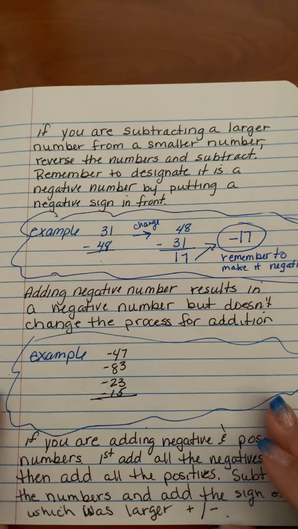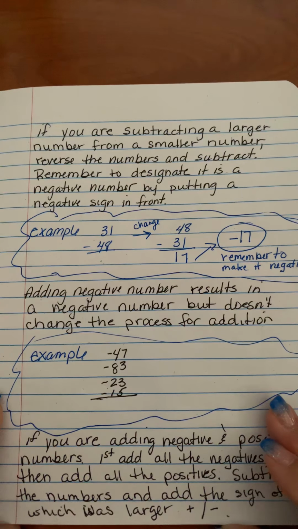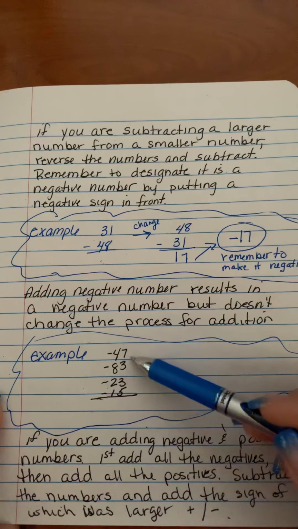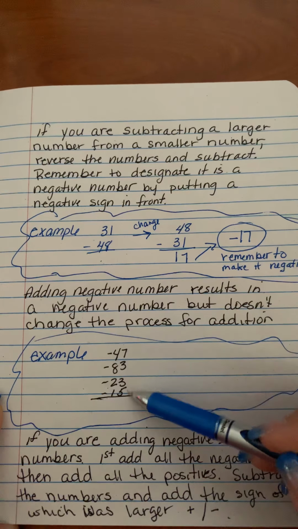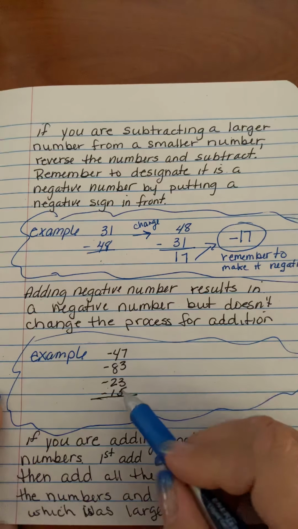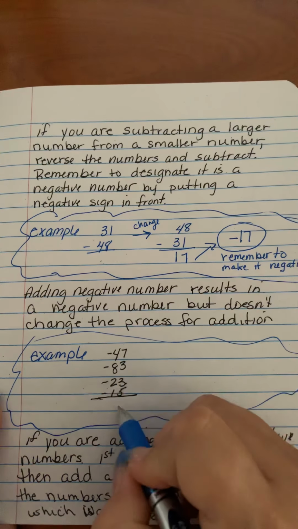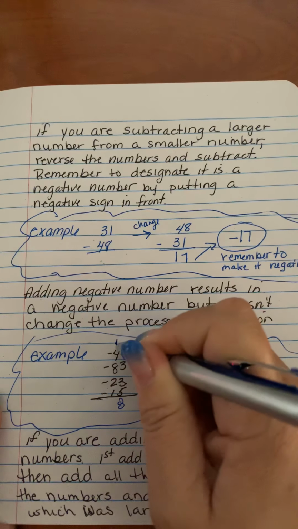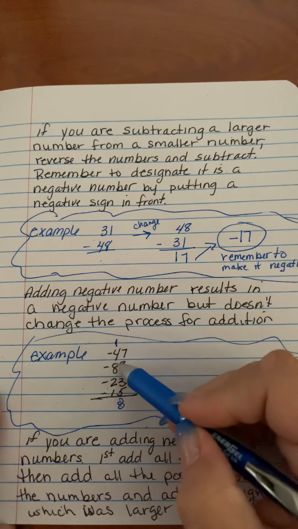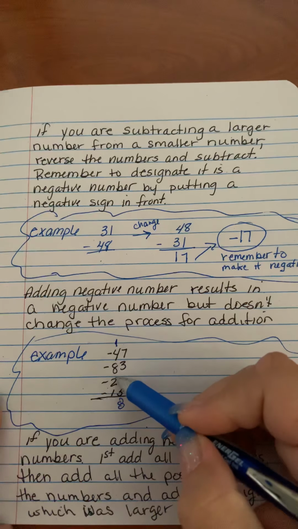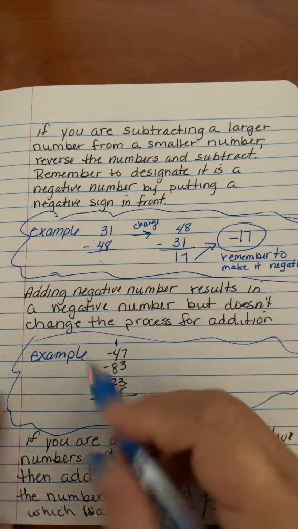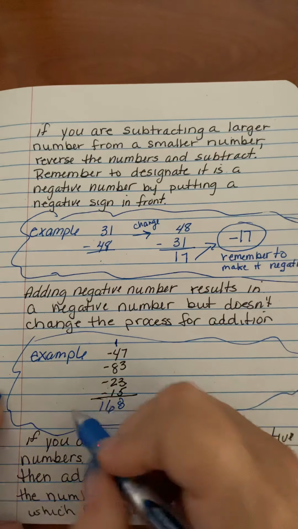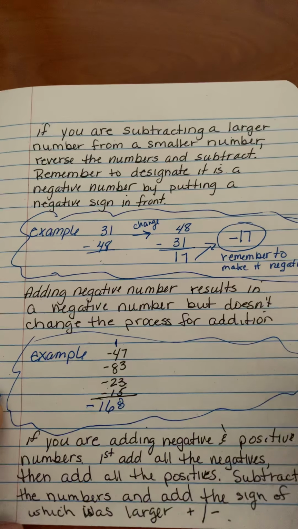Adding negative numbers results in a negative number, but doesn't change the process for addition. So let's say I have a whole bunch of things that came out of my business, my checking account or whatever. I would just add all the numbers up. 7 and 3 is 10, and 3 is 13, and 5 is 18, so I'd carry the 1. Then I have 1 and 4 is 5, and 8 is 13, and 2 is 15, and 1 more is 16. So I have $168 in the hole. That's how much money I owe.